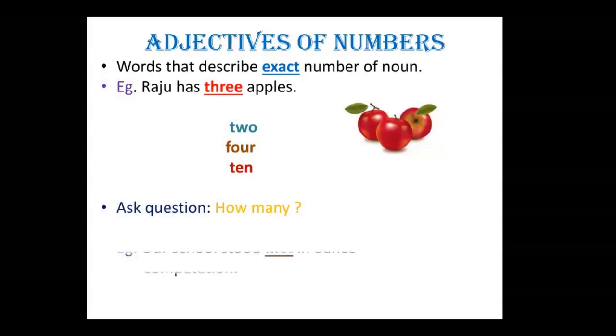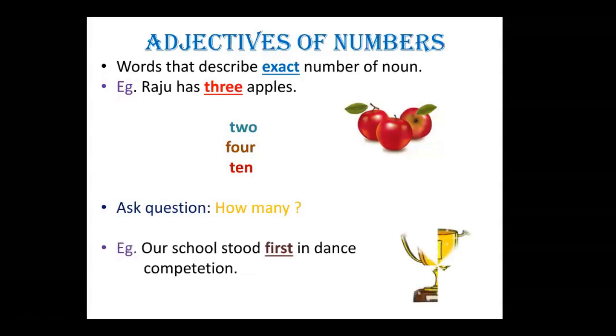Look at the example below. Our school stood first in dance competition. Now here the word first is giving us the idea of numbers. So all cardinal and ordinal numbers are used as adjectives of number. It will tell you the exact number of nouns. You have to keep in mind the exact number.